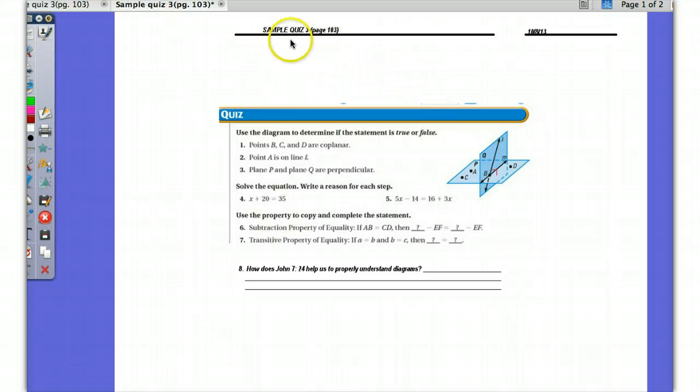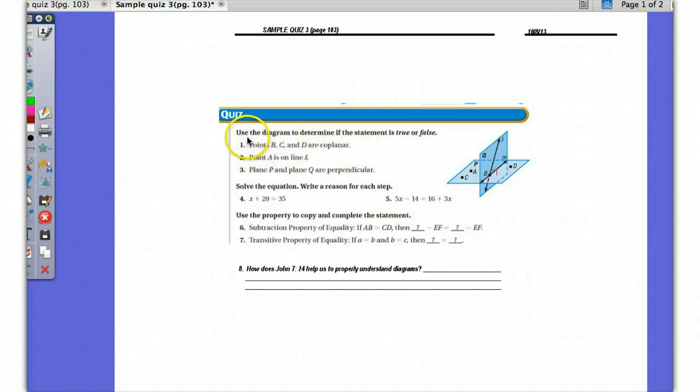It's going to be a sample quiz for the upcoming quiz 3, and I'm confident that you should be able to do very, very well on this. Remember what I taught you very, very early in the year, that with God, nothing shall be impossible.